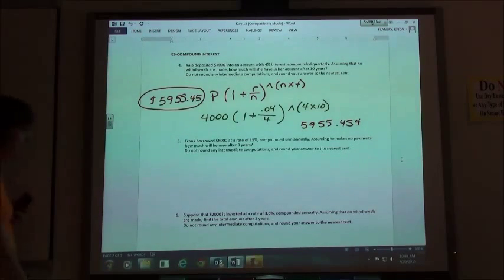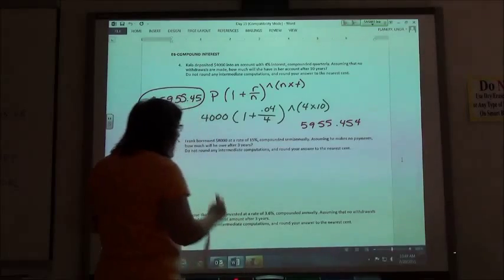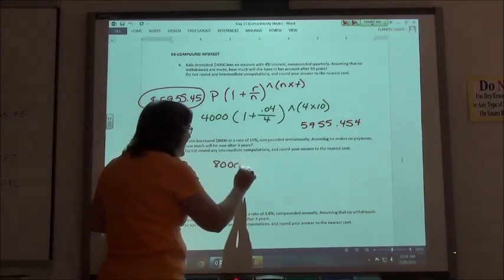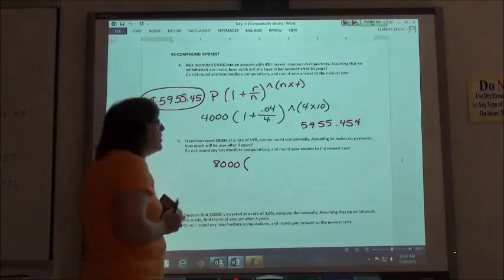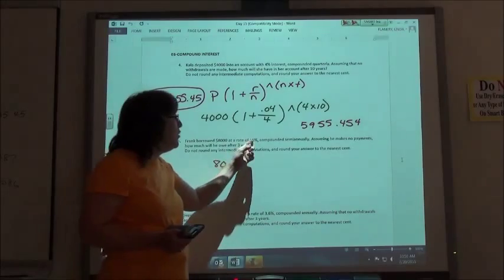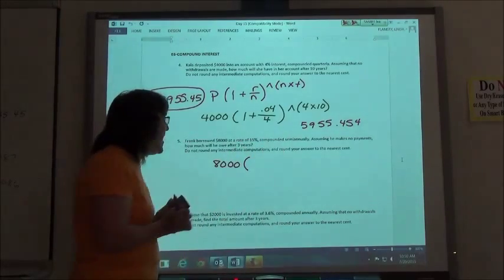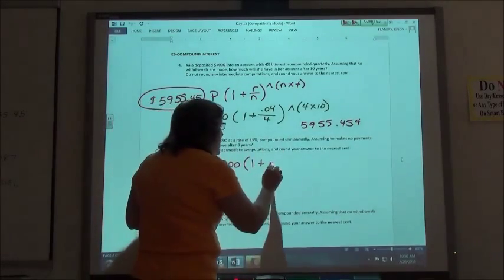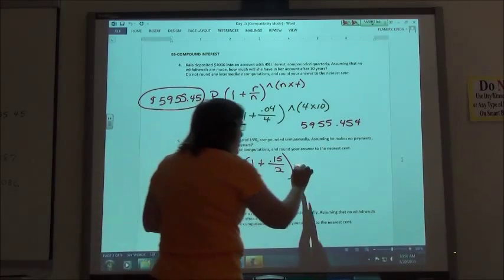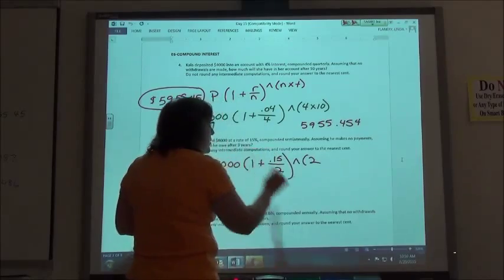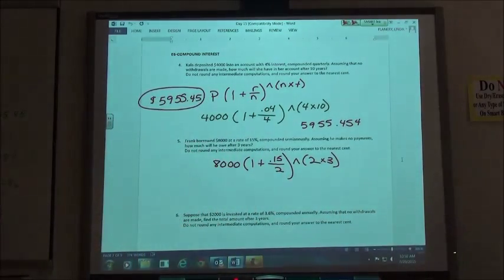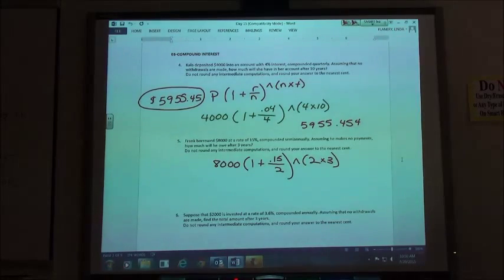So number 5, same kind of thing. Borrowed $8,000 at a rate of 15%. So here we only had 4% compounded quarterly. Here we're going to do 15% compounded semi-annually. So 1 plus 0.15 semi-annually is twice a year. 2 times 3, so it's going to do 6 total times, twice a year for 3 years.